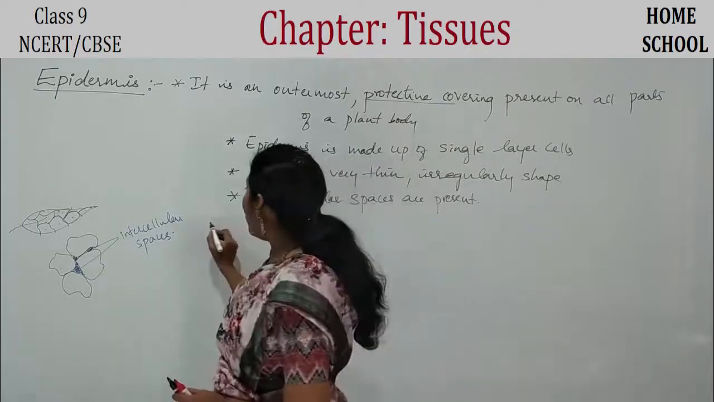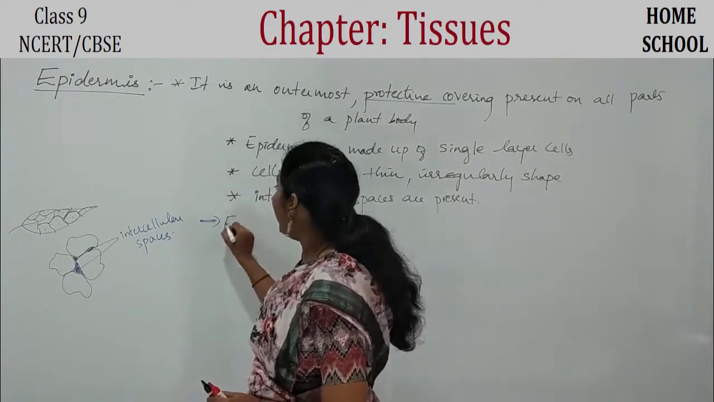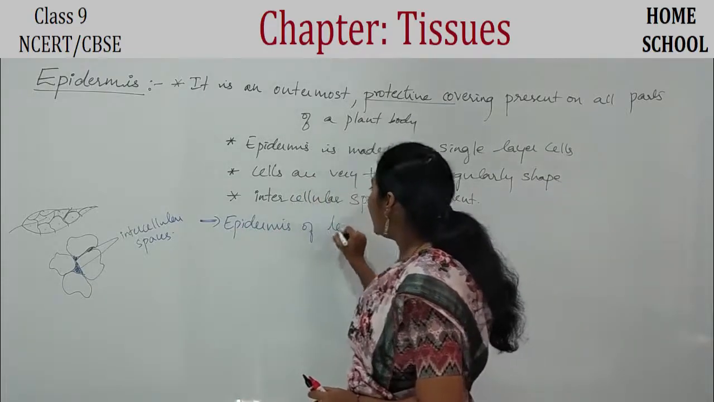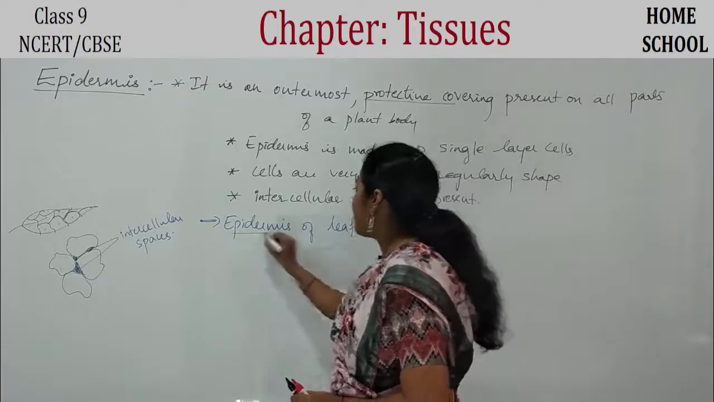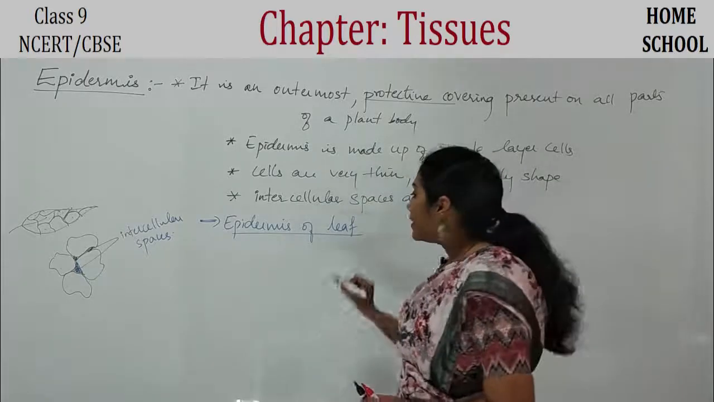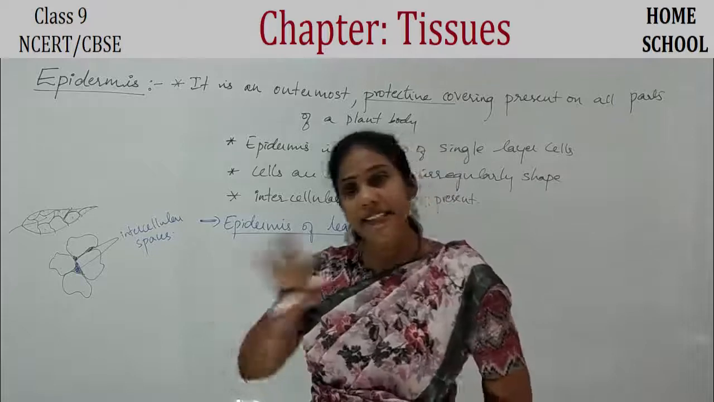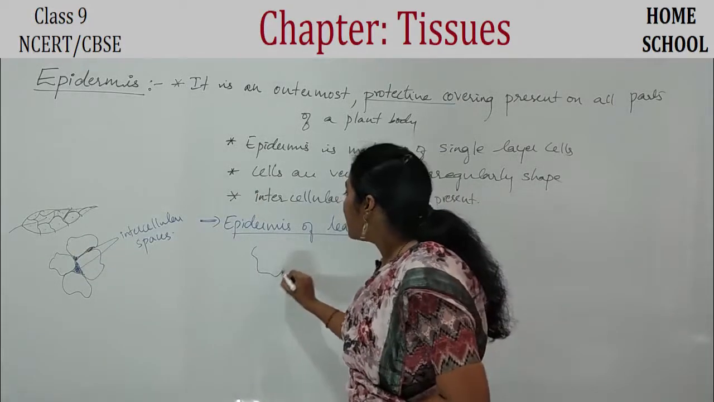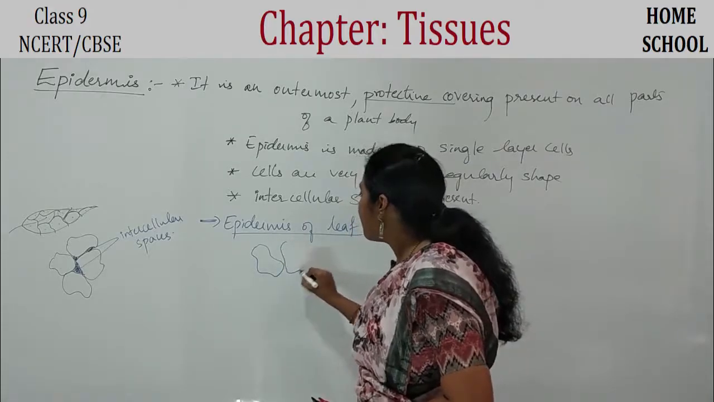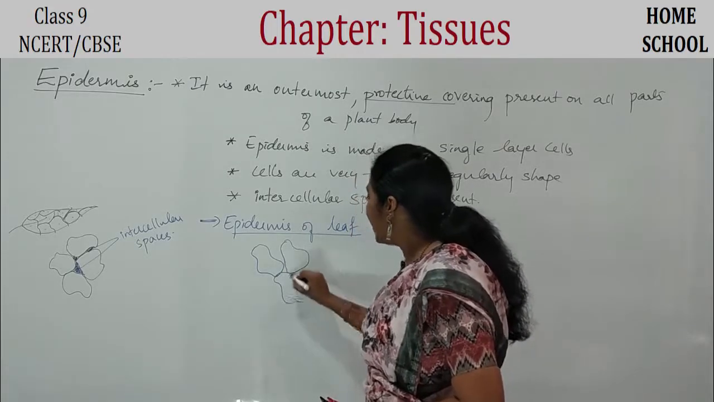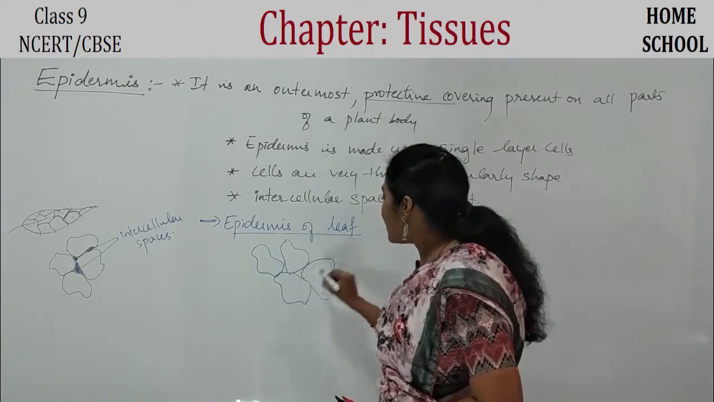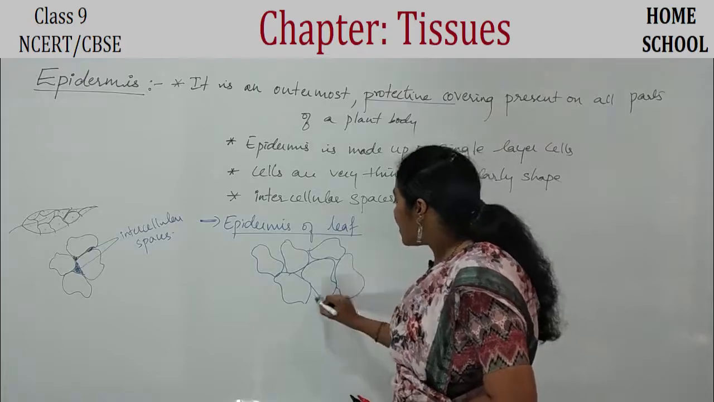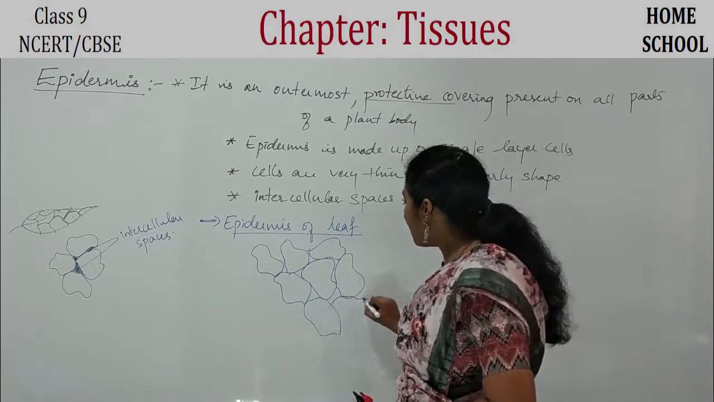Okay. First, let us try to discuss epidermis of a leaf. Epidermis of leaf. Okay. Usually, the leaf epidermis is continuous. No doubt, you will have a single layered cells. Let me draw. Okay, this is one cell. This is another cell. Okay, I am drawing the epidermal cells present in a leaf. This is how epidermal cells you will observe in a leaf.